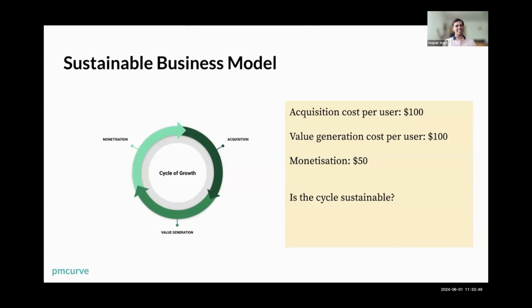I think the answer is obvious, right? Venture capital. Basically, external capital can be pulled into acquisition, more and more acquisition, and value generation cost. And then you monetize a part of it and you can still grow. Uber grew like this for the first 5-7 years. Ola is still growing like this. I don't know if they are profitable yet, but my sense is they're not yet. But the point is that external capital can pull in and still grow the product.